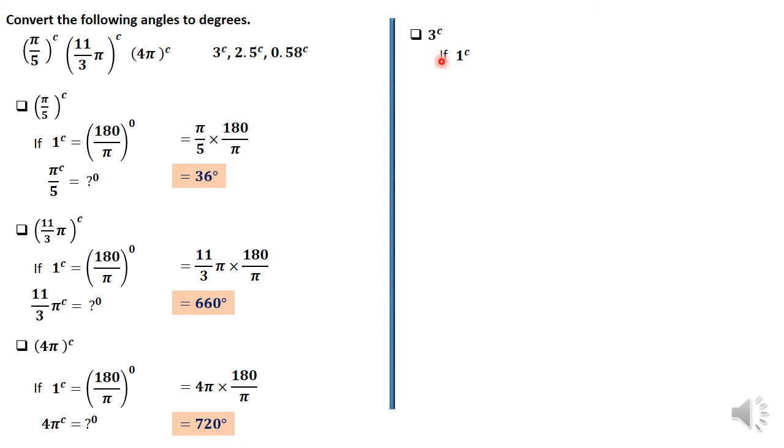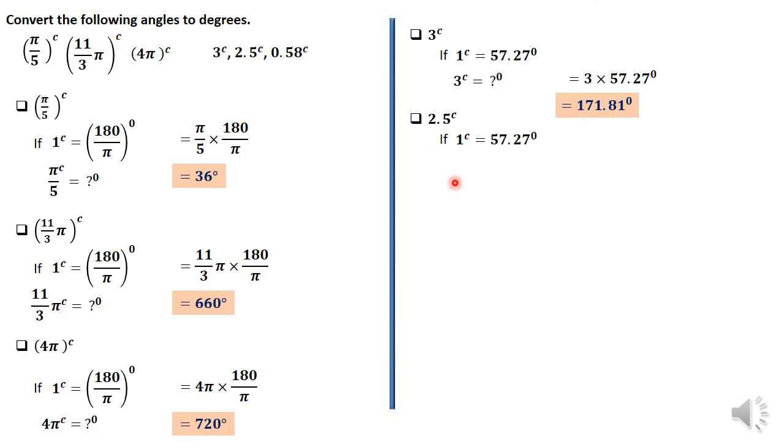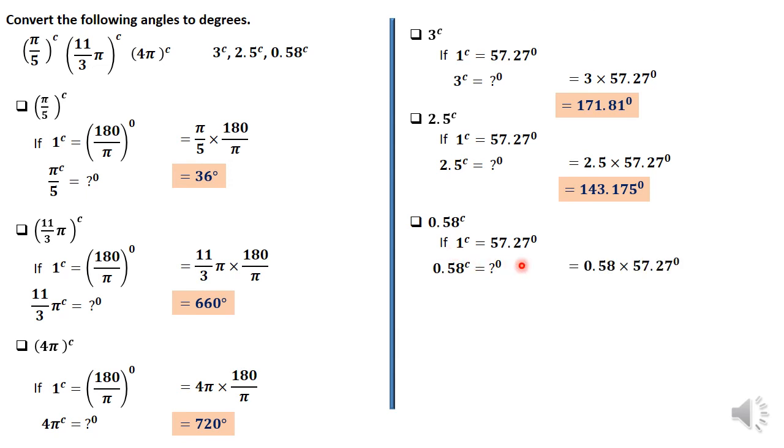We're going to say since 1 radian equals 57.27 degrees, therefore 3 radians should just be 3 times 57.27, which is 171.81 degrees. 2.5 radians should be, again, since 1 radian is equal to 57.27 degrees, just 2.5 times 57.27, which is going to be 143.175 degrees. And lastly, 0.58 radians. If 1 radian is equal to 57.27, again we just need to multiply that, 0.58 times 57.27, and the answer will be simply 33.2166 degrees.